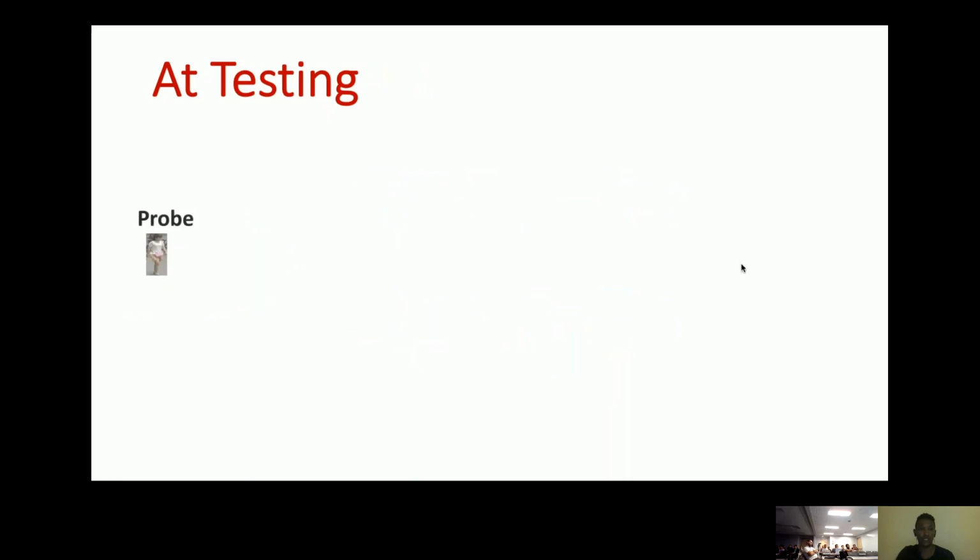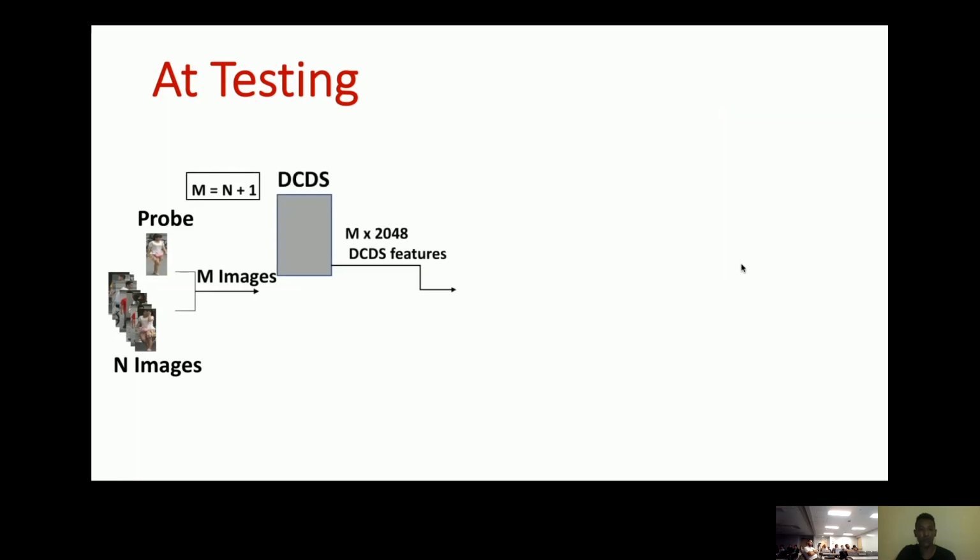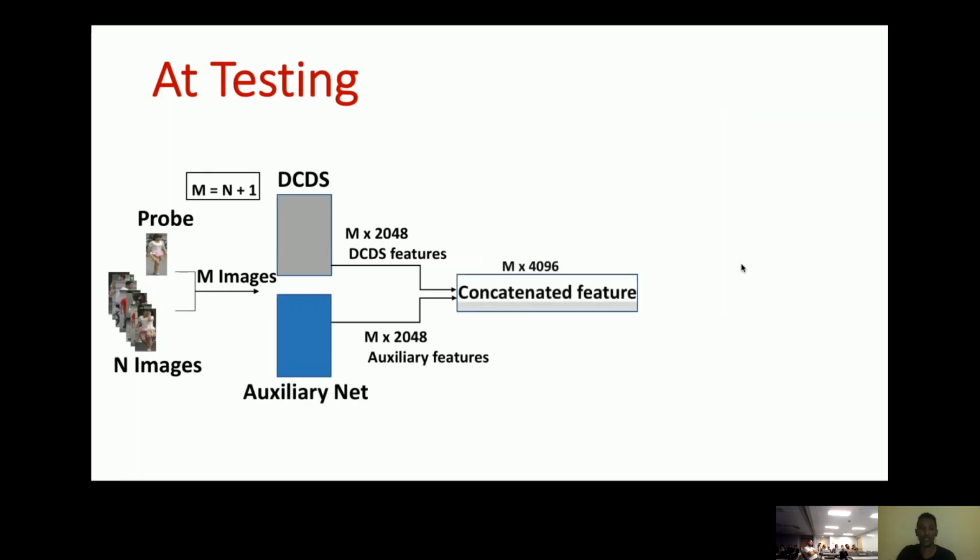And finally, at testing, you're given a probe image or a query image and gallery images. We first extract the deep constrained dominant set feature and the auxiliary net feature. And we concatenate these features to find a single feature. And then we build the affinity matrix, and we feed this affinity matrix to the constrained dominant set.